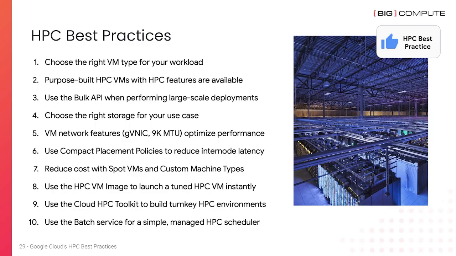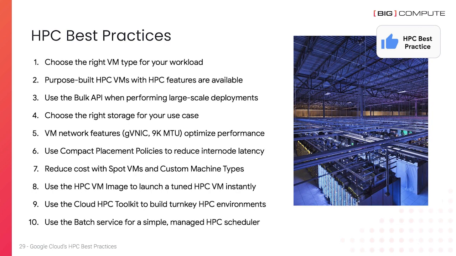Throughout this session, I've outlined several best practices for you to keep in mind as you start out or continue your journey to the cloud. First is choosing the right VM type. Make sure you choose an HPC VM type that matches your HPC workload. Be sure to use Bulk API to speed up your VM deployments. Choose the right storage, and don't be afraid to mix storage types. Data movement is simple with the Cloud Storage Transfer Service.